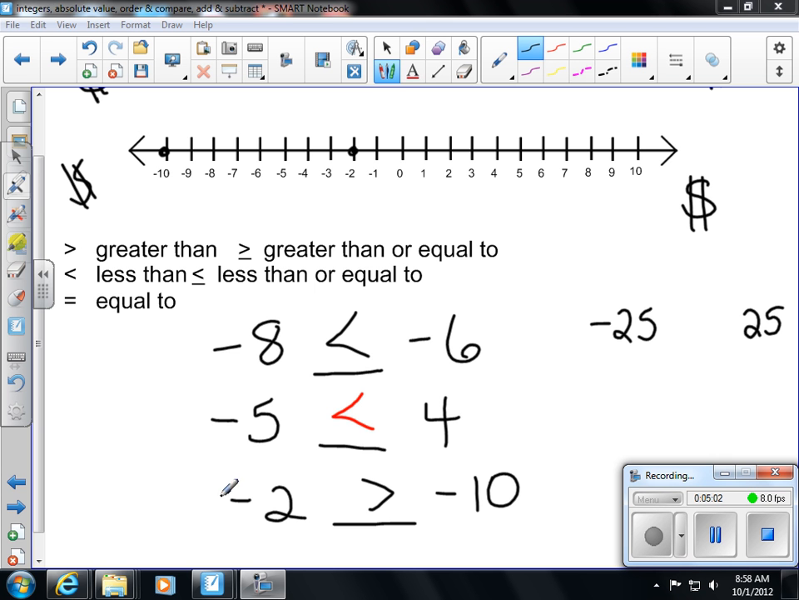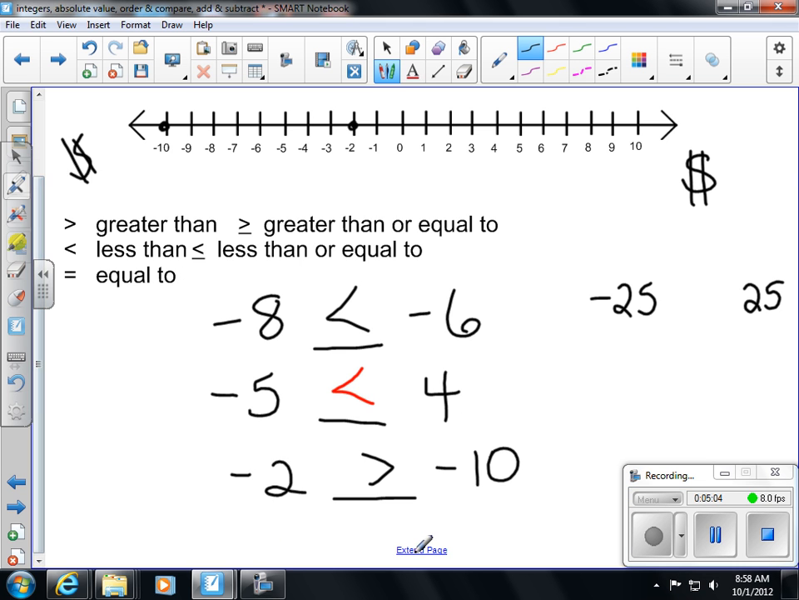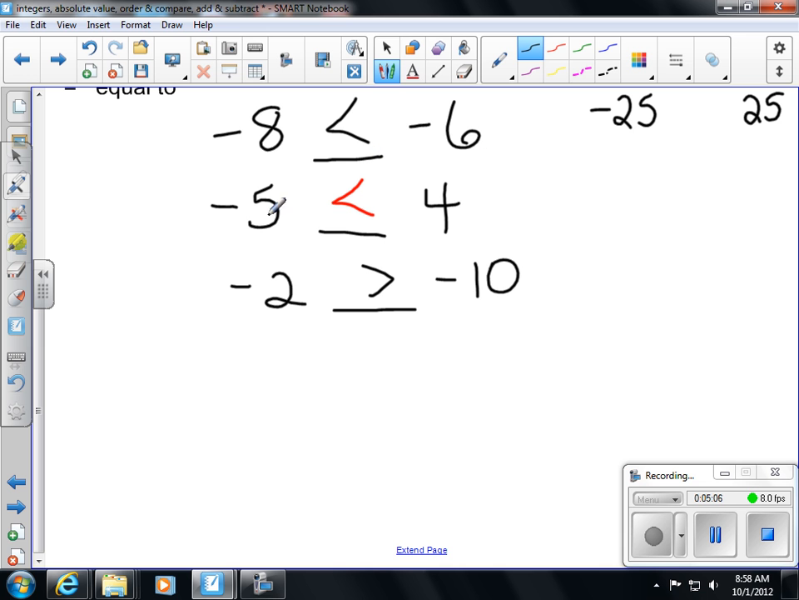Putting them in order. Okay, let's just take a look at these integers we have here. We have a -8, -6, -5, 4, -2, -10. Let's put them in order from smallest to largest. Which one would be first? If I'm going from least to greatest, Courtney, what would be the smallest? -10.